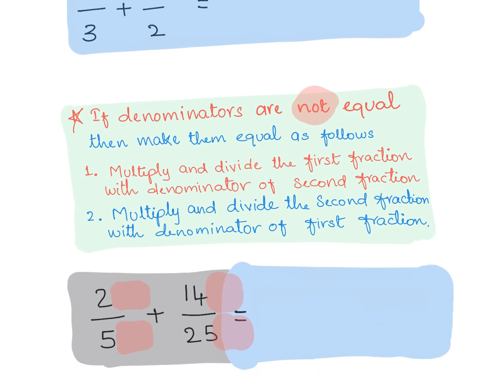Here is the rule. If the denominators of the fractions are not equal, then make them equal as follows. You have to make them equal. So to make them equal, the first thing we need to do is multiply and divide the first fraction with the denominator of the second fraction. Yes, let us go back and do that.